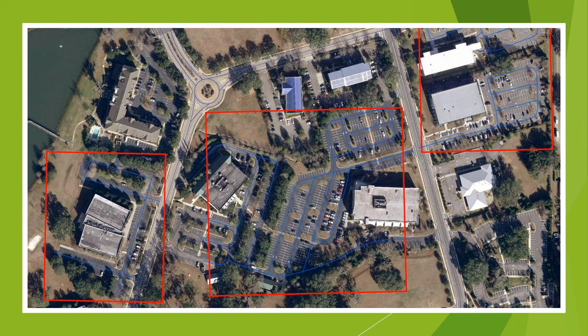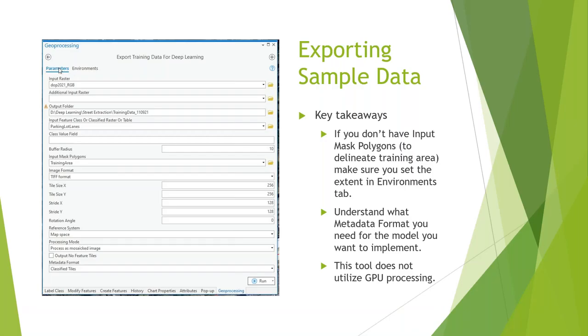You have your areas of interest and your sample data. Now, you don't necessarily have to use the bounding input mask polygons. If you go into environments on the tool itself, you can use a specific map extent. But I just find it easier to have constraints on what I provide the tool. So this is a view of the export training data for deep learning tool.